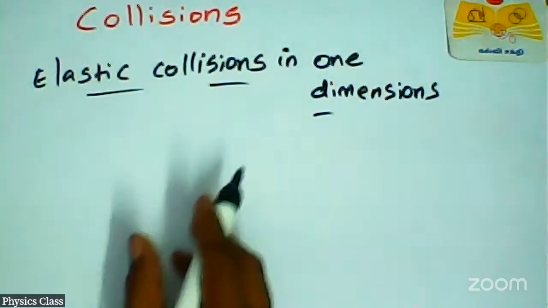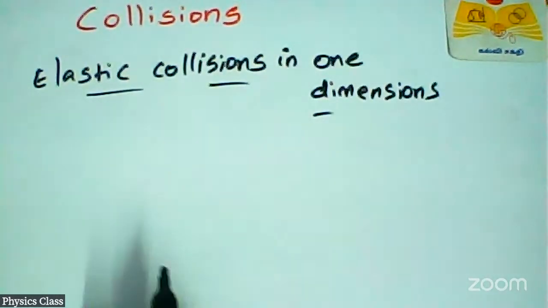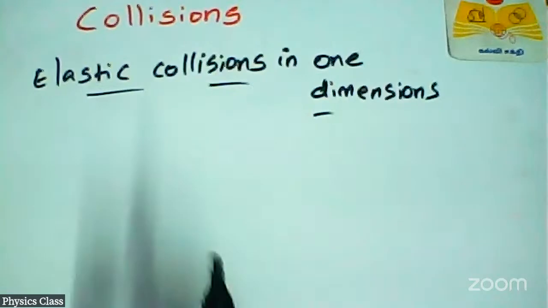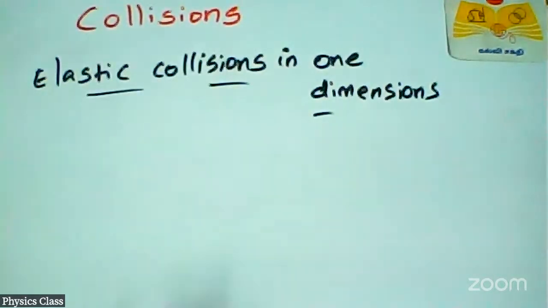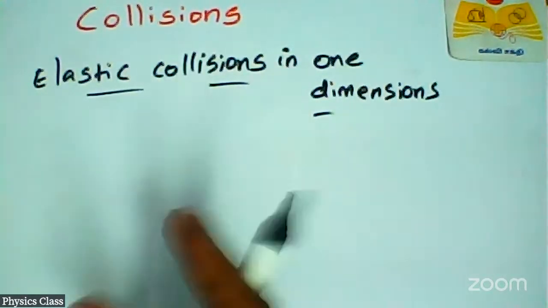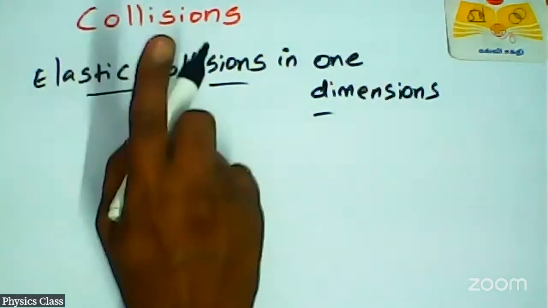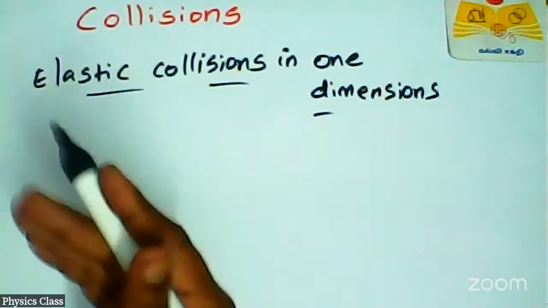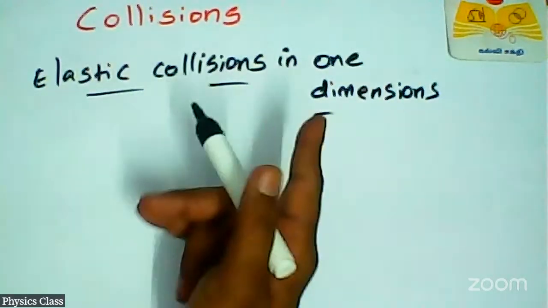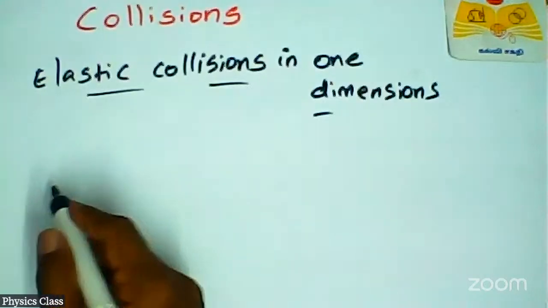One dimension means, we are living in that three-dimensional world, x, y, z. Some object has coordinates x and y. But one dimension means one direction, maybe X direction or Y direction or Z direction. So here, one dimension means one direction.